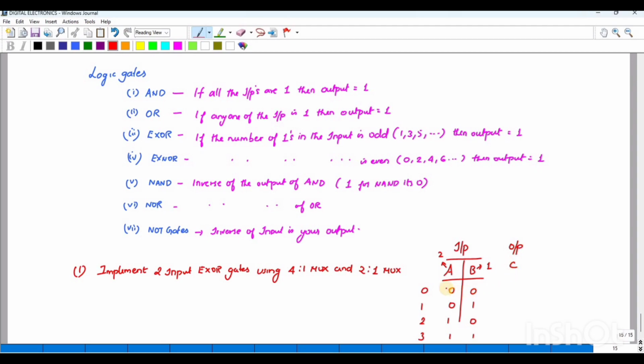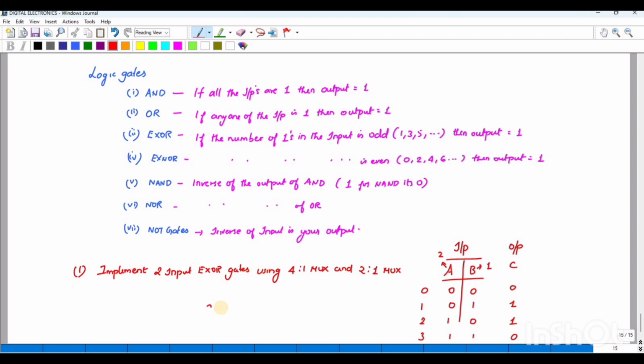So what is the output? What is the logic behind the XOR gate? If the number of ones in the input is odd. So how many ones are there? In this one there is no one, right? That is 0 ones are there. So the output is 0. So you can see here I am having an odd number of ones because I am having only one 1. So answer is 1. Here also one 1. So here it is 2 ones. So two 1s is even. So the output is 0. So this is your logic.